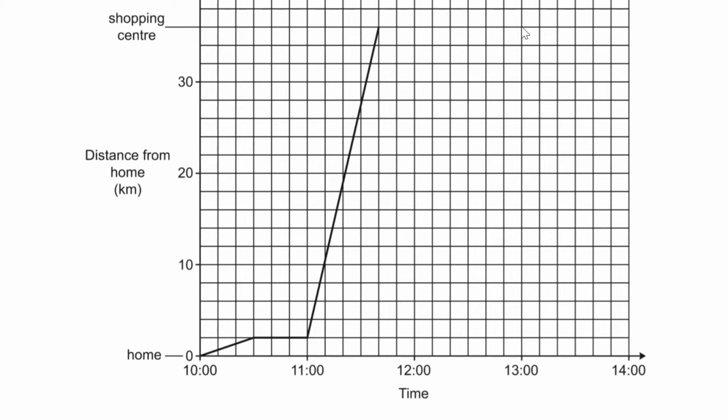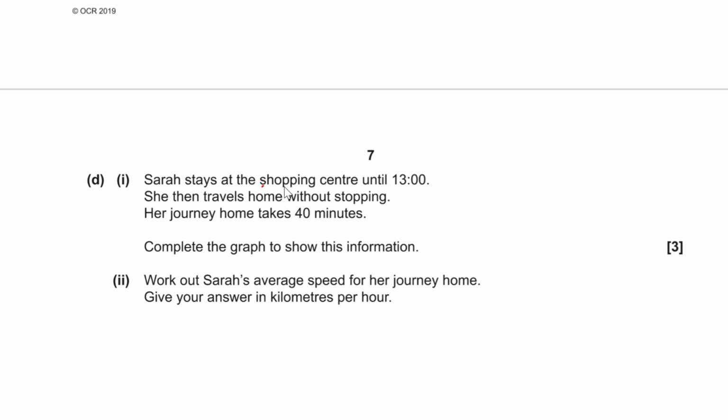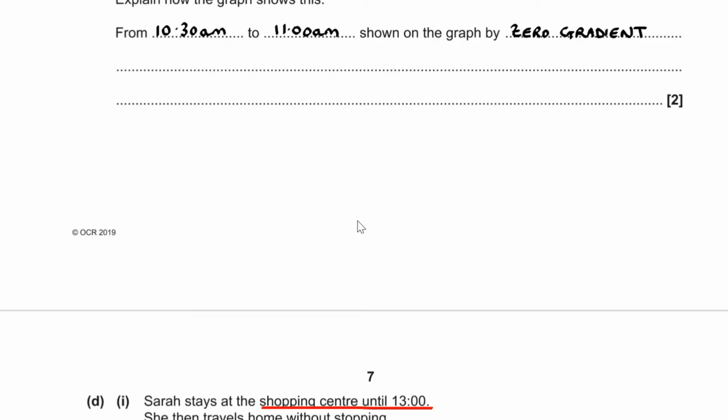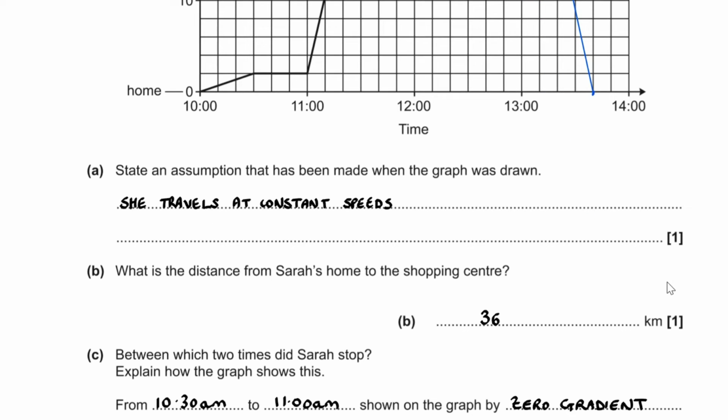We have her staying at the shopping centre till 1 o'clock, and then she takes 40 minutes to get home. Okay, so we have her journey home taking 40 minutes. So from 1 o'clock adding on 40 minutes, well here you can see we've got 1 hour 30 minutes. So 40 minutes takes us up to here. So now if we join this up with a straight line, as we see here, this is her journey home.